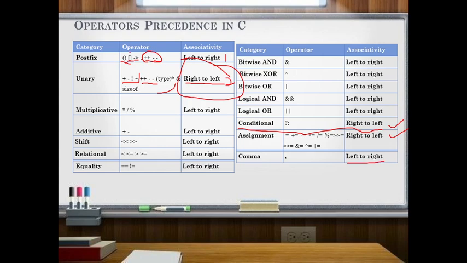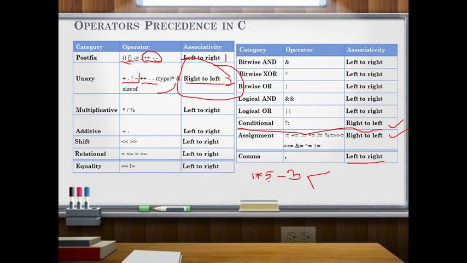Why do we have precedence in C? Let me just show you one example: 1 into 5 minus 3. Then you may get two results for it.